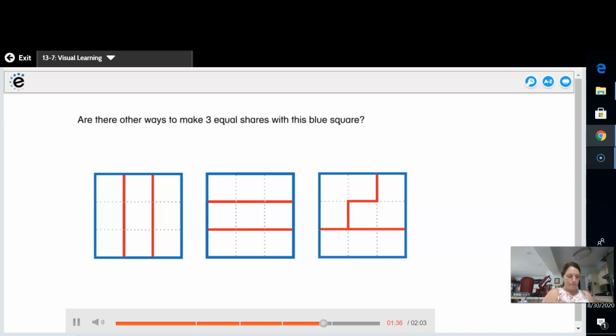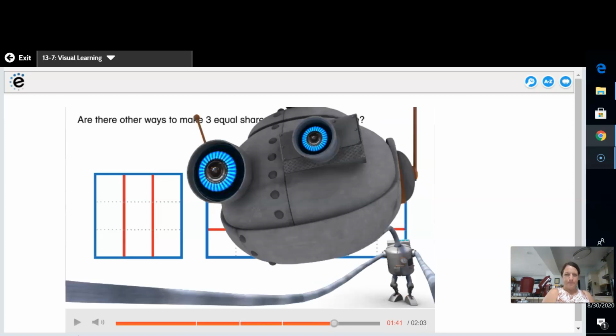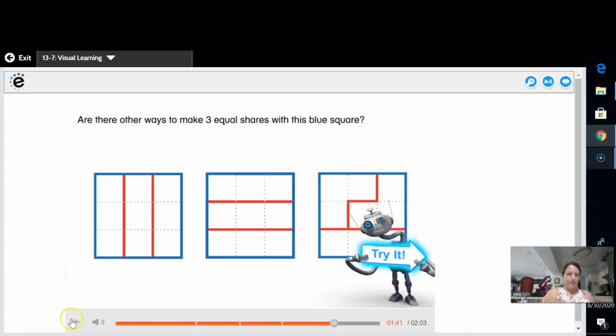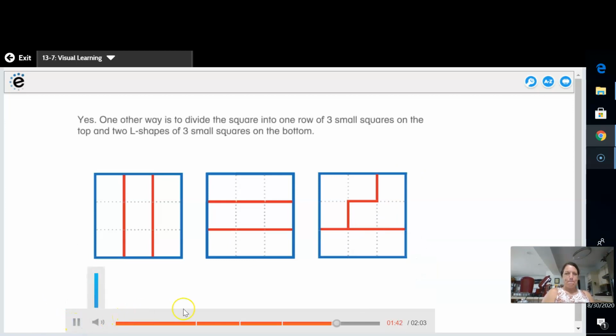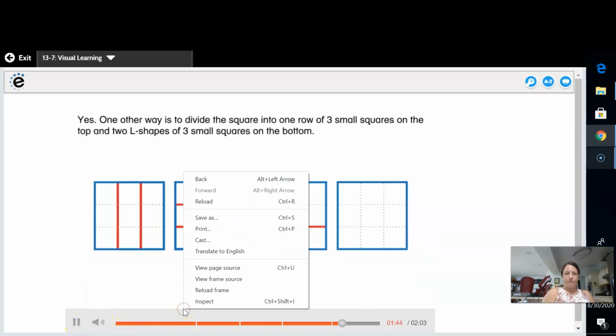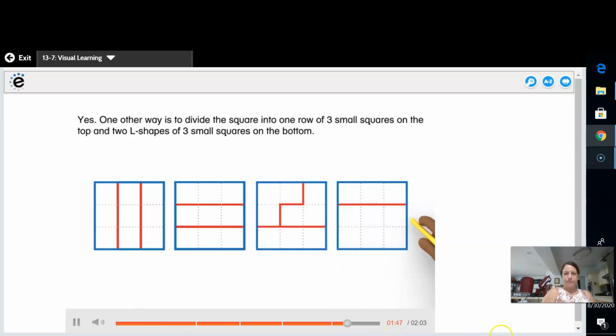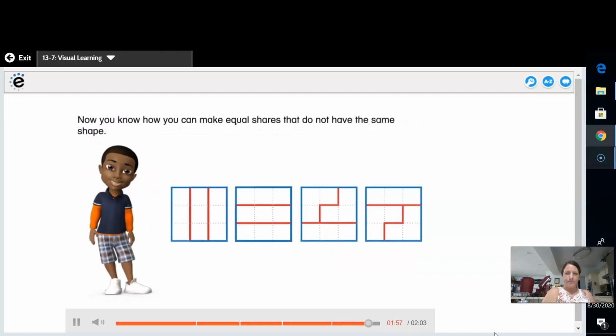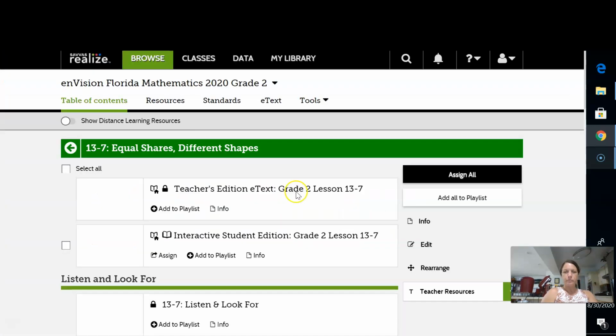Are there other ways to make 3 equal shares with this blue square? Okay, let's see. Yes. One other way is to divide the square into one row of 3 small squares on the top and 2 L shapes of 3 small squares on the bottom. Now you know how you can make equal shares that do not have the same shape. All right, so that's new. That's something we haven't tried before.